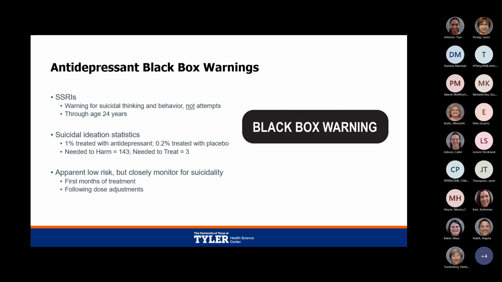So because of that, there is a low risk for increased suicidality, but despite this low risk, it's recommended to monitor closely for suicidal ideation, which is recommended by the FDA, especially in the first months of treatment and following dose adjustments.